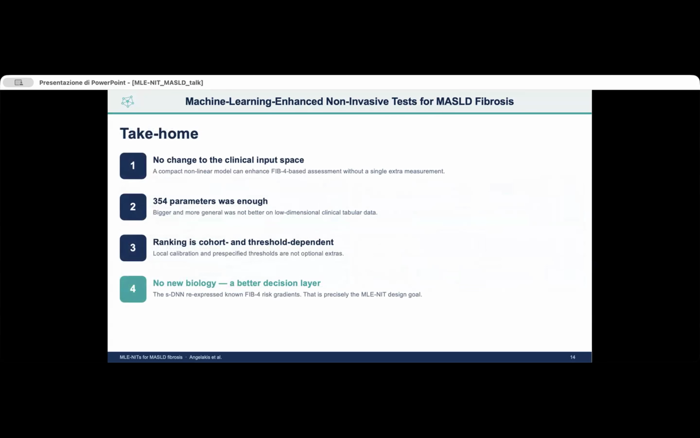Let me finish with 4 key messages. First, a compact machine learning model can improve fibrosis assessment using exactly the same information clinicians already collect today. Second, bigger models were not automatically better. Third, performance depends on the population and on the chosen operating threshold. So local calibration should be considered an essential part of clinical implementation. And fourth, our model did not discover new biology. It simply extracted more value from information that was already available. We believe this is an important direction for clinically deployable AI, not necessarily collecting more data, but maybe making better use of the data we already have.